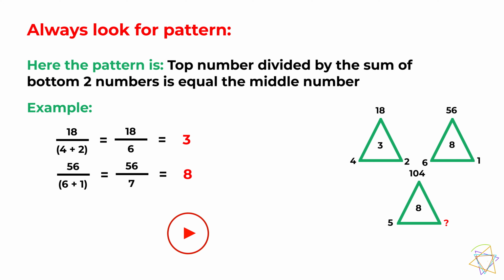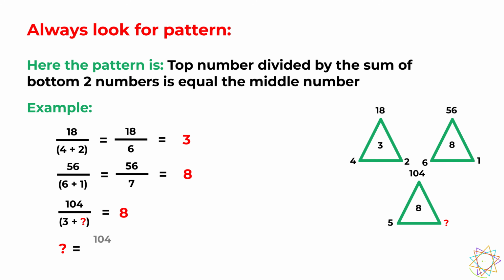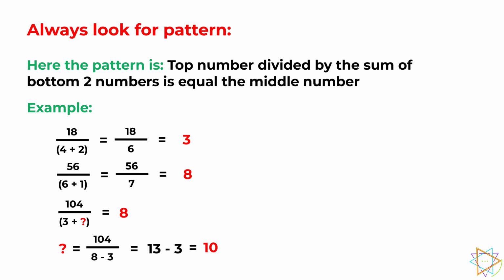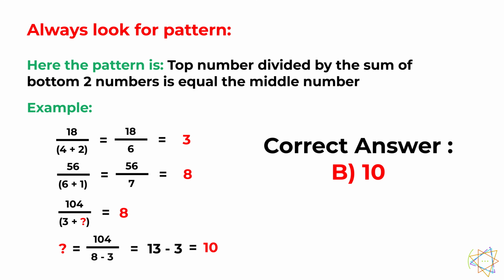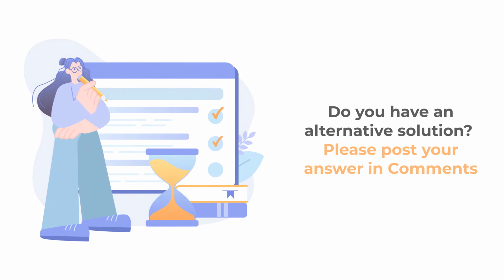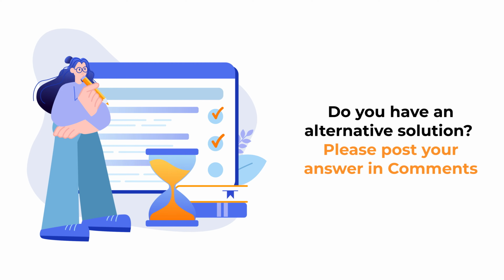Which means that we can build a formula. And our formula will have 104 on the left divided by the value in parentheses 3 plus question mark would be equal to 8. Which means that the question mark would be equal 104 divided by 8 minus 3, which would be an equivalent of 13 minus 3, which would be equal to 10. So the question mark equals 10, and the correct answer is choice B, 10. Hopefully you've nailed this question and now know how to answer similar problems on the test.